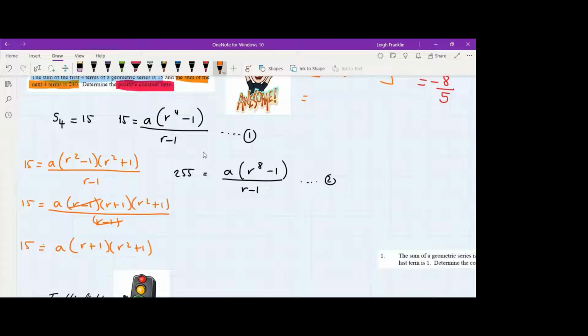Let's just see what we can do over here, if we can do the same thing. Otherwise, we can try cross multiplying. So 255 is equal to a, and r to the 8 minus 1 is (r to the 4 minus 1)(r to the 4 plus 1). Okay, so that's not going to factorize any further.